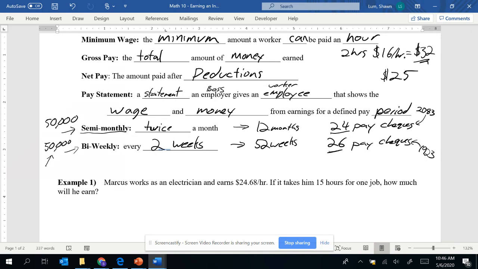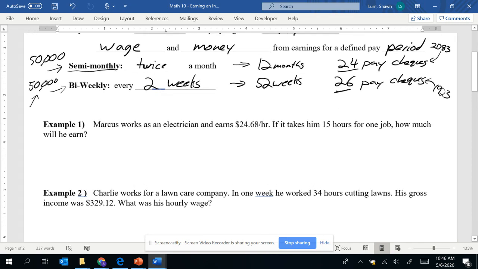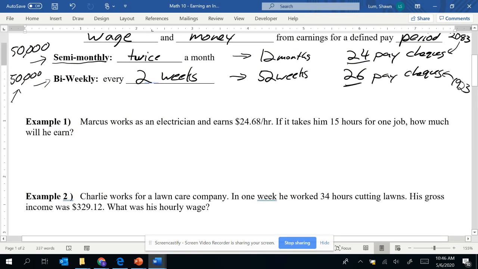every lesson, we're going to do some basic questions right here, and see how that goes. So first question we have right here, it says Marcus works as an electrician and earns $24.68 an hour. It takes him 15 hours for one job. How much will he earn? We're going to pretend that he did that 15-hour job over the course of 2 days, because we'll be talking about overtime pay and all that kind of stuff later on.